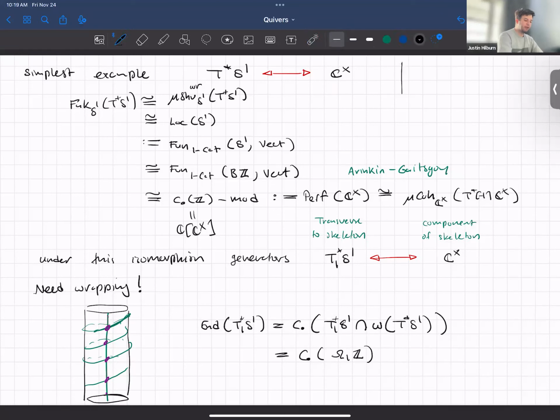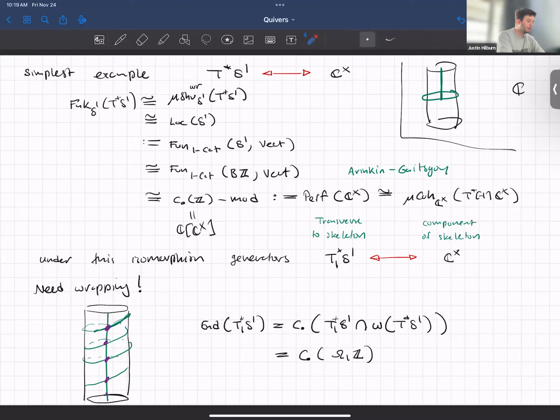But a different example that I could have done is if you take the cylinder and give it this Lagrangian skeleton, where you take the 0 section and then take this real Lagrangian being a cotangent fiber going off to one side. This example ends up being mirror to just C instead of C star. And the reason this is true is that the skeleton determines some point for you in the boundary at infinity, and that stops the wrapping.